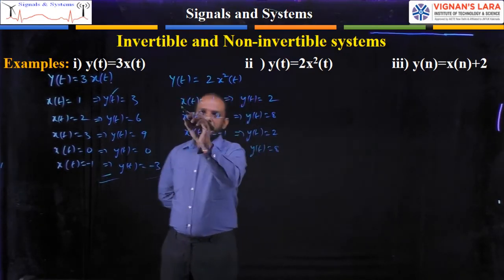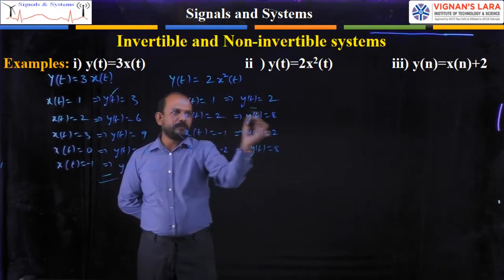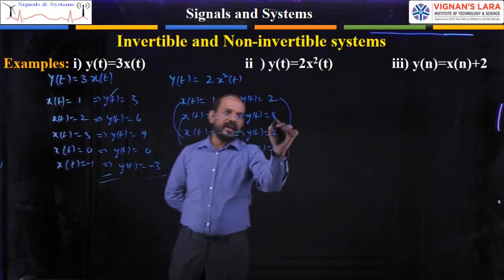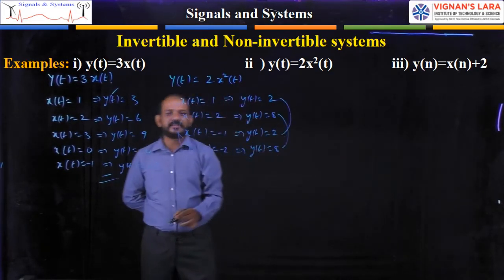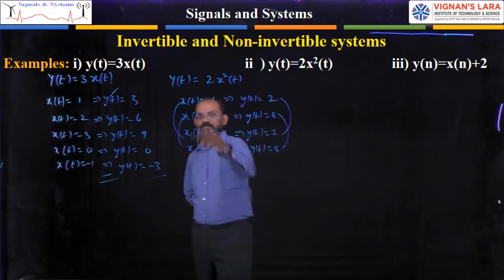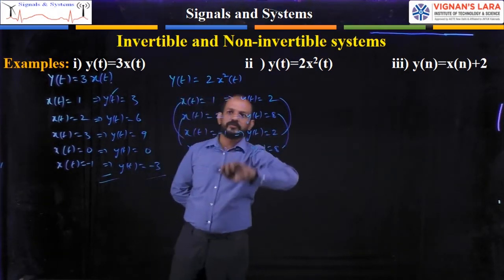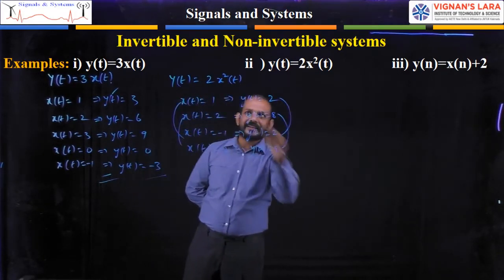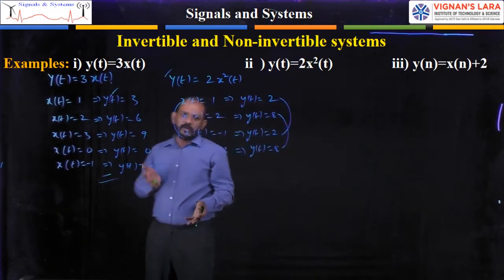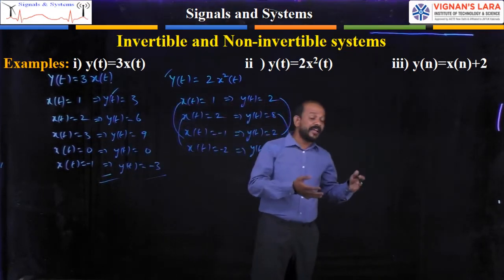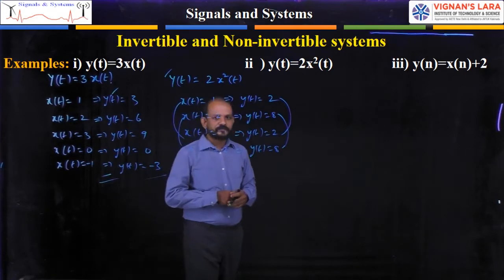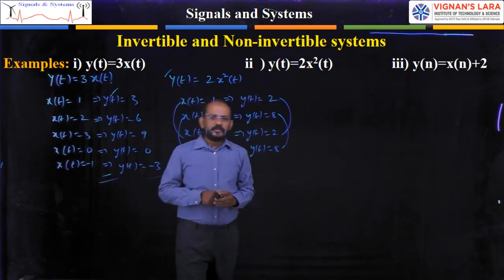See, for the inputs x of t equal to 1 and x of t equal to -1, I am getting the same output, +2. For the inputs x of t equal to 2 and x of t equal to -2, I am getting the same output, 8. That is, for different inputs I have only one output. For input 1 and -1 I have the output as 2. For input 2 and -2 I have the output as 8 according to the given system. That is, there is many-to-one mapping and there is no unique relationship between input and output. That is, we can't get the exact input at the output of the system. If I know the output, I don't get the exact input.